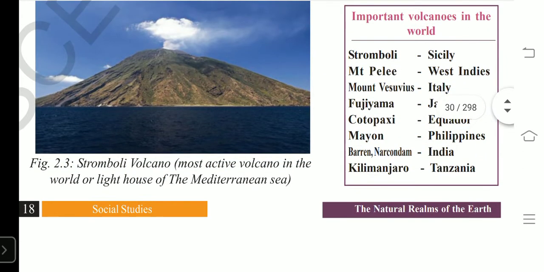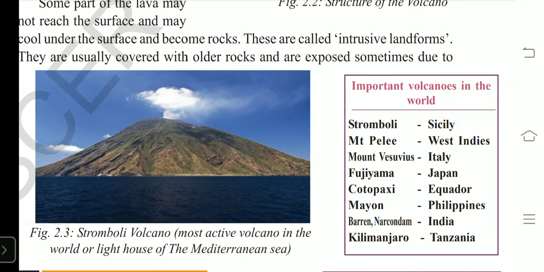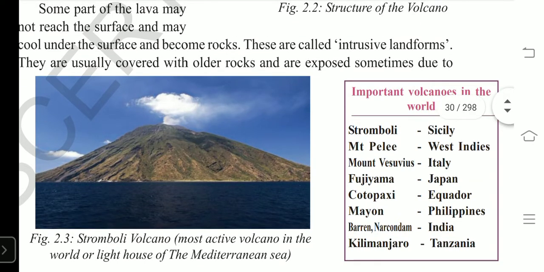Have you seen that when people dig out the earth's surface for constructing projects or buildings, we see some rocks appearing out there, right? Those rocks are formed by the lava unable to come to the earth's surface. Such landforms are called intrusive landforms.